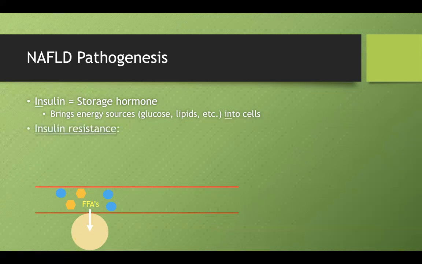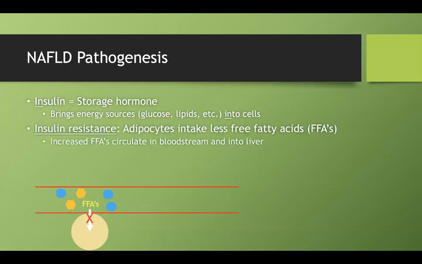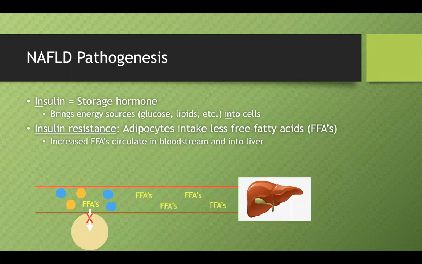So if we have insulin resistance, though, what's going to happen is that all those free fatty acids and all that glucose, instead of going into the cell that it's supposed to go to, will remain in our bloodstream. And if the adipocytes are taking in fewer free fatty acids, that means a lot more of those fatty acids can ultimately reach the liver and deposit into the liver.